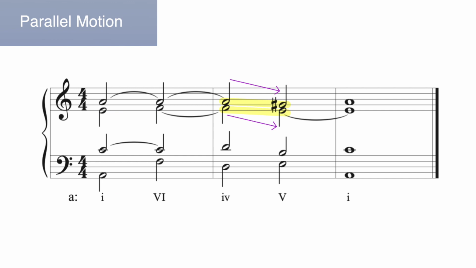Parallel motion is a specific type of similar motion. Not only do the voices move in the same direction, but they also move by the same melodic interval. So if one voice moves down by step and another voice moves down by step at the same time, those voices are exhibiting parallel motion.